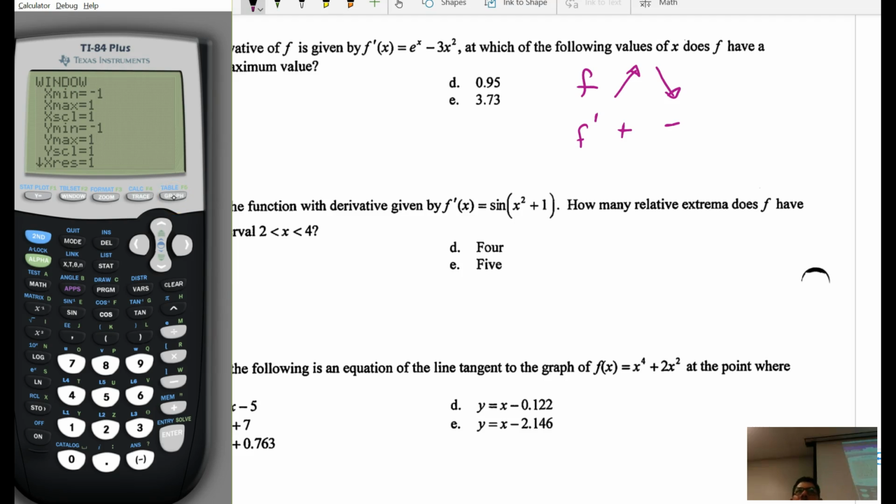That's why we're always setting the derivative equal to 0 to find the critical points. Because the critical points are possible relative maxes and relative mins. And in order to be a relative max or relative min, the derivative has to change from positive to negative or negative to positive. And to change from positive to negative or negative to positive, the graph has to cross the x-axis. So it has to cross that value of 0.